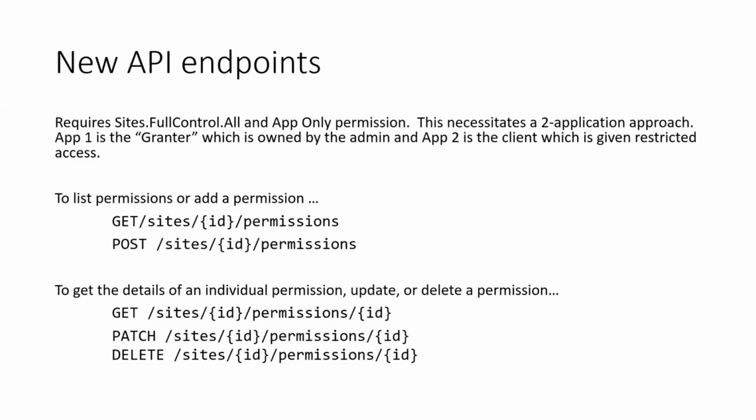The way that we've made this work is we've added the permissions object to the site object in the graph. So this is very similar to the permissions object that already exists on files, similar structure. So if you want to get the list of app permissions, you do a get on the permissions endpoint, adding a new permission as a post, and then you can get, patch, and delete the individual permissions by ID, which will come back in the overall permission get.